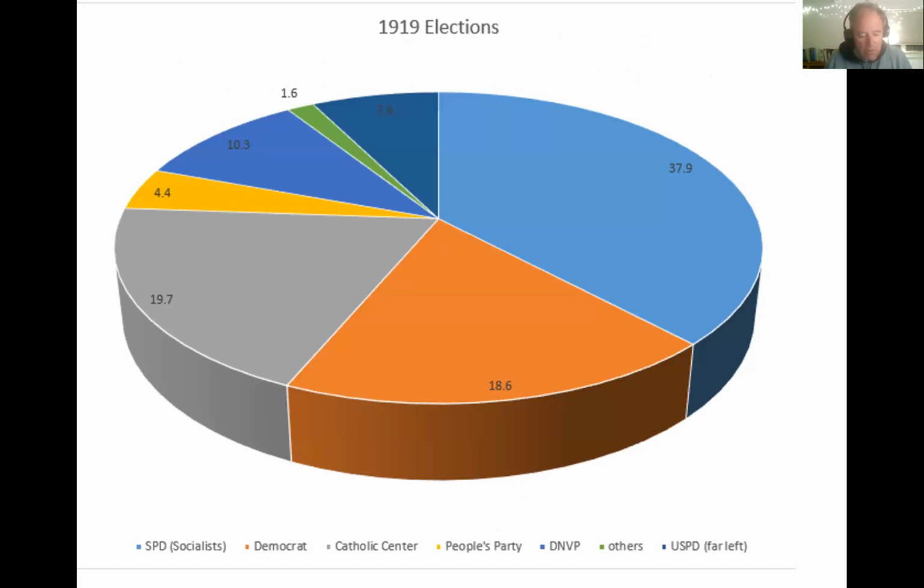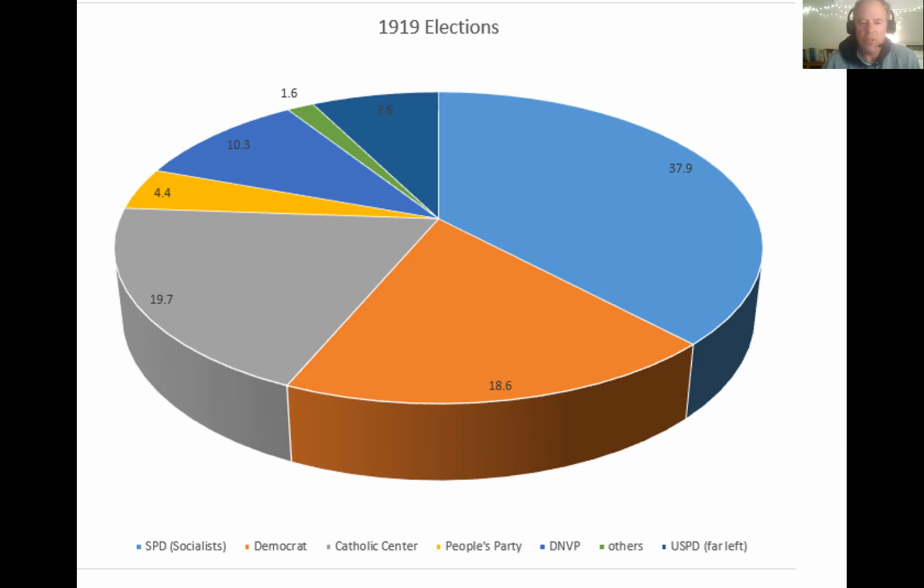So on paper, things look reasonably well. Under the surface, though, there are real problems, and the problem is the growth of right-wing extremism in Germany through the Nazi Party, but also other right-wing nationalist parties in the 1920s, and left-wing extremism in Germany, which is basically the German Communist Party, and the gradual weakening of the centrist parties.